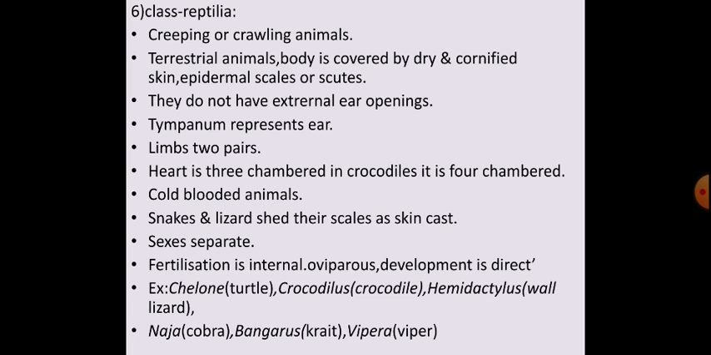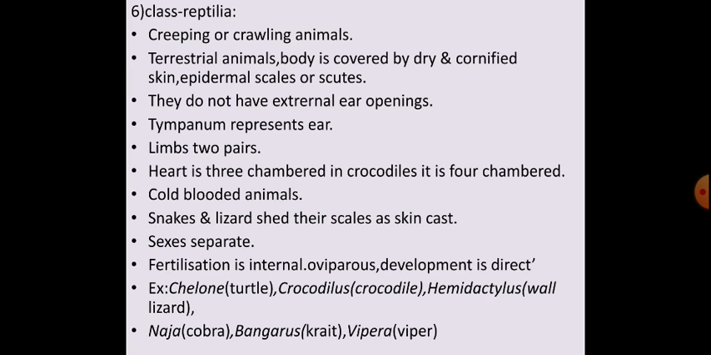Heart is 3-chambered, that means 2 auricles and 1 ventricle. But the speciality is that in crocodile it is 4-chambered. It is an incomplete heart. All reptiles' hearts are 3-chambered, whereas in crocodile the heart is 4-chambered. So it is called incomplete. Crocodile belongs to class Reptilia, but as an exceptional case, crocodile will be having a 4-chambered heart. They are again cold-blooded animals, poikilothermous.